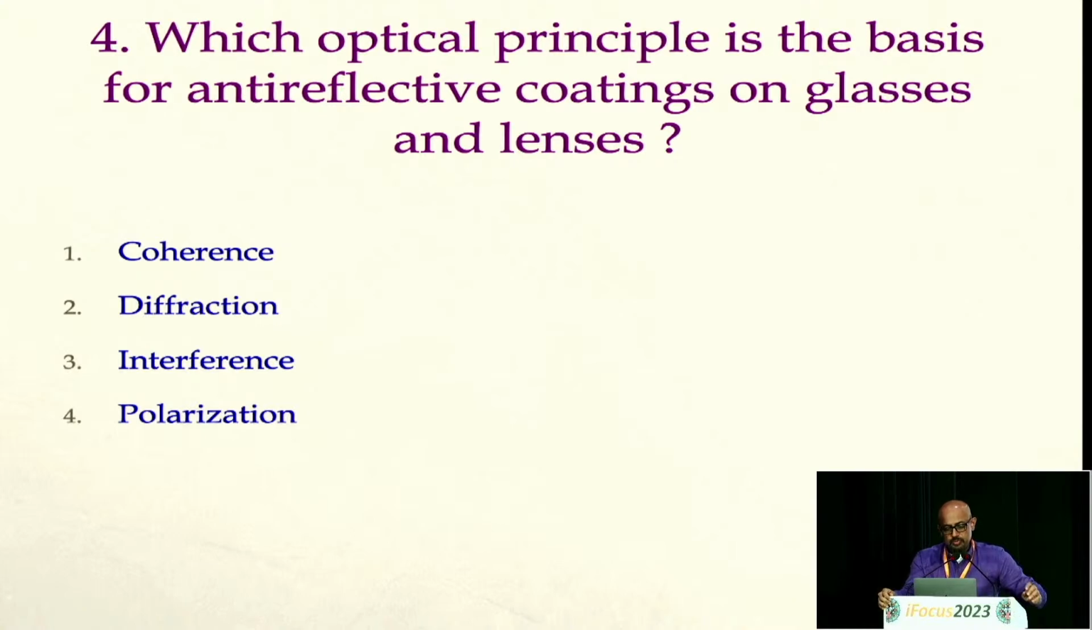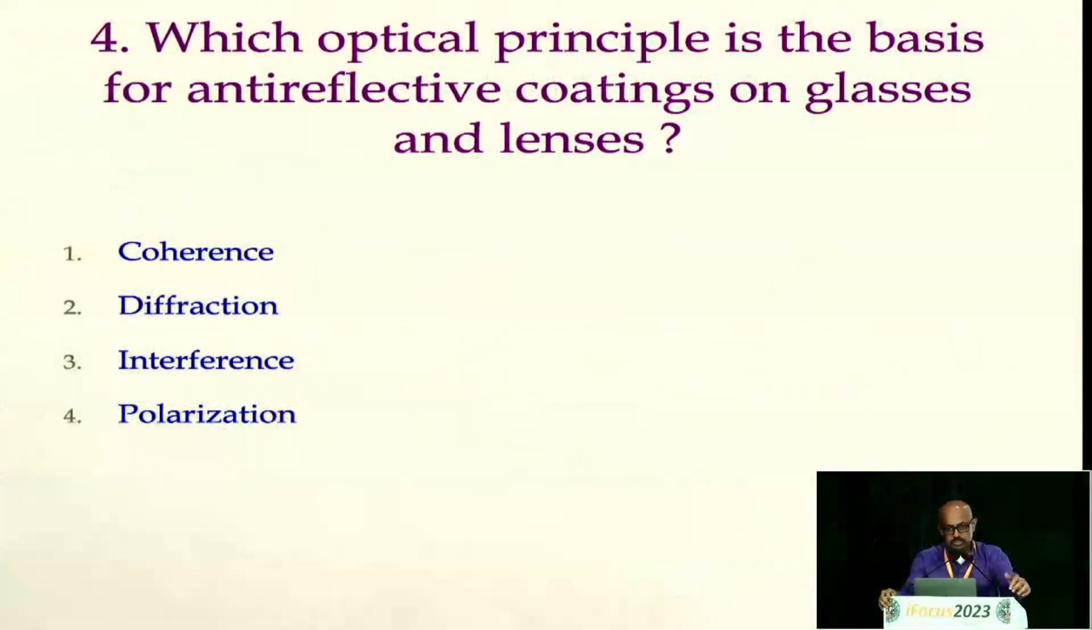Which optical principle is the basis of anti-reflective coating on the glasses and lenses? Which of these is the basis of the anti-reflective property of your spectacles and lenses? Coherence, diffraction, interference, polarization. Which of these is responsible for anti-reflective coating on glasses, spectacles and lenses? We move on to question number 5.